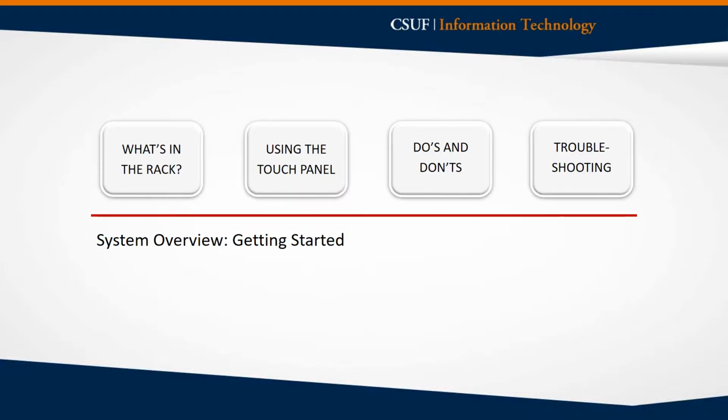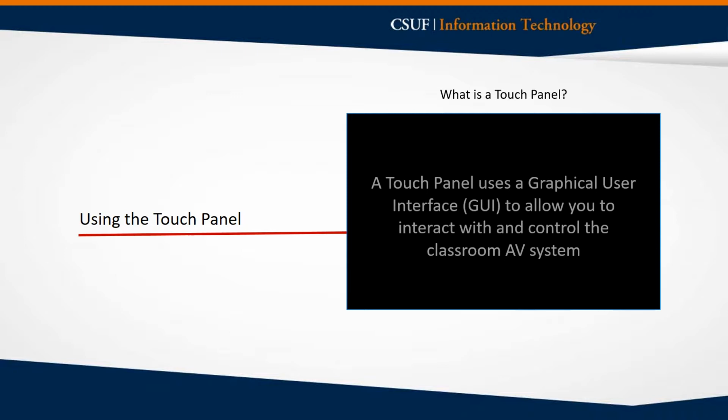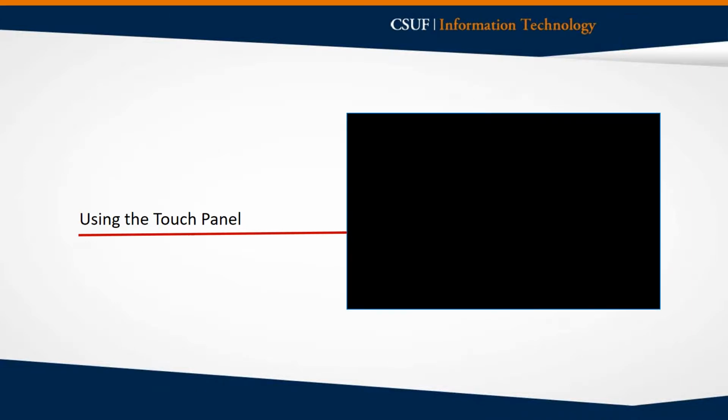Now that you have a better understanding of the AV rack components and their capabilities, you can now get started using the touch panel to operate the classroom AV system. So what is a touch panel? For classroom AV system operation, the touch panel uses a graphical user interface, in this case buttons, to allow the user to interact and control the AV system. The touch panel is as easy to use as pushing a button.